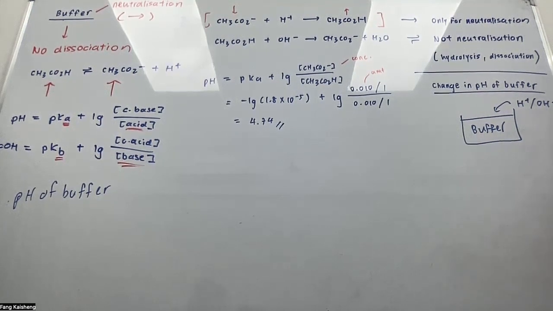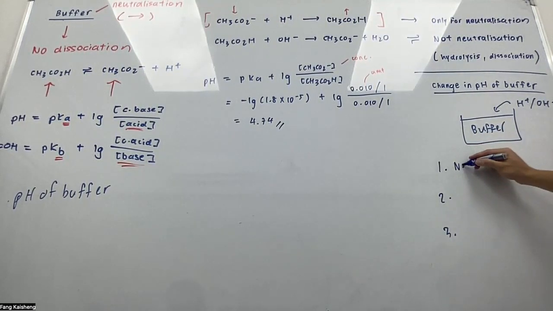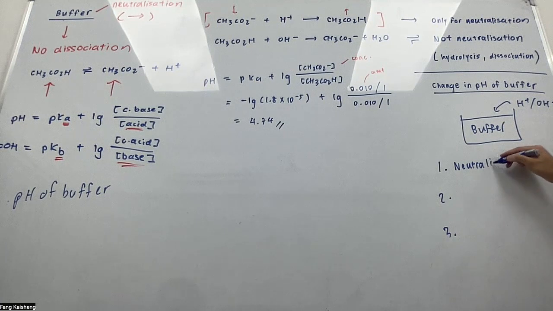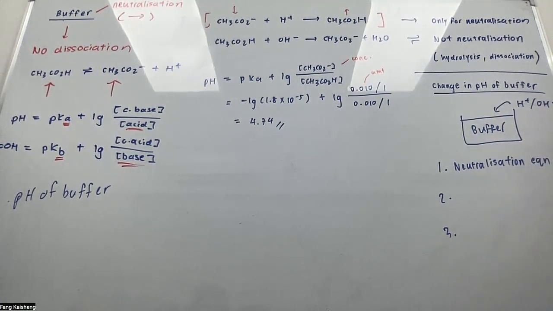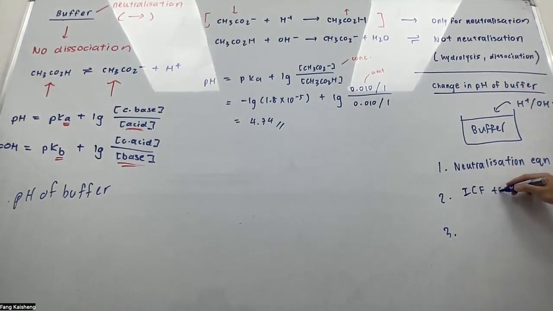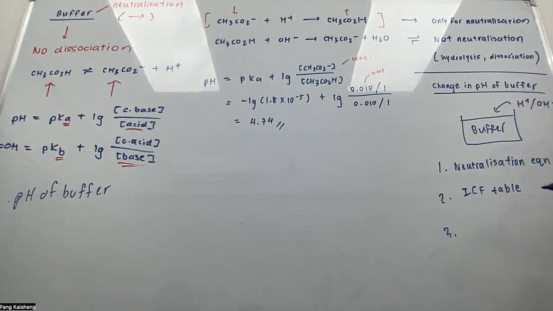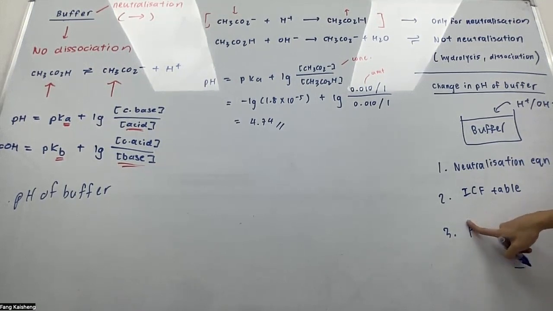So guys, first things first, look at the steps here. I need you guys to come up with a neutralization, because as I mentioned, a buffer uses neutralization as its fundamental principle. It gets rid of the H plus and OH minus added with neutralization. After that, it's best to express your answer in an ICF table. This will really help. Last but not least, you can substitute into your Henderson equation, whichever is more appropriate.